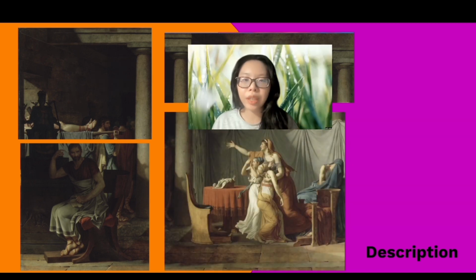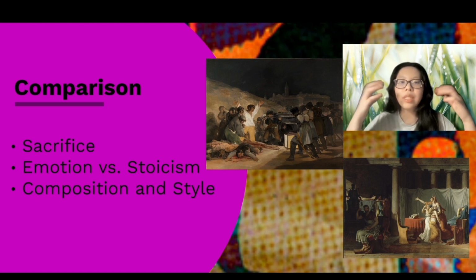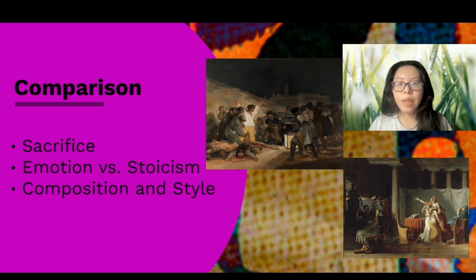The grieving female figures dominate this section. Brutus's wife and daughters, consumed by sorrow and despair, are depicted in this quadrant. Their emotional state contrasts starkly with Brutus's stoicism. Now let's compare and contrast these two works. First, both paintings deal with the human cost of political conviction. In Goya's work, the sacrifice is involuntary, the result of oppression. In David's painting, the sacrifice is a conscious choice, made for a perceived greater good.